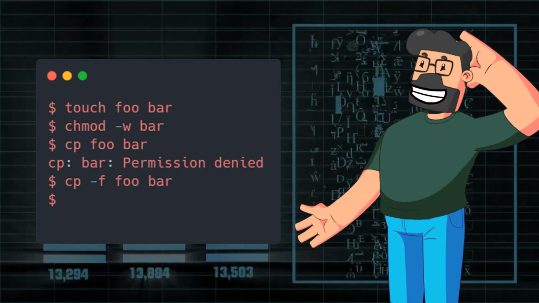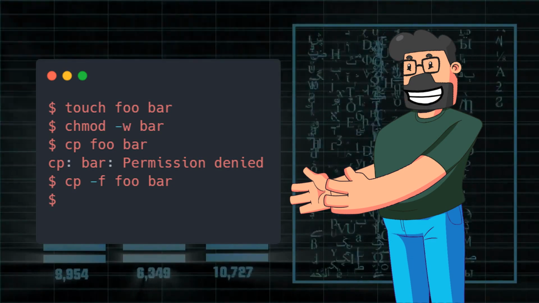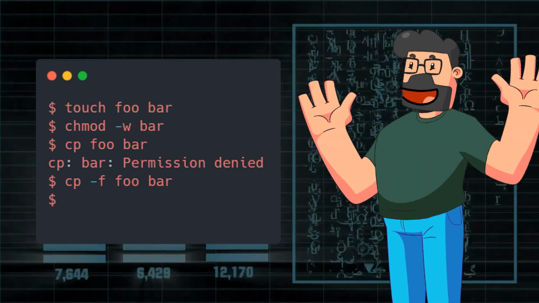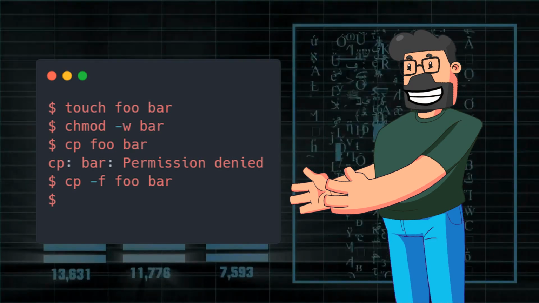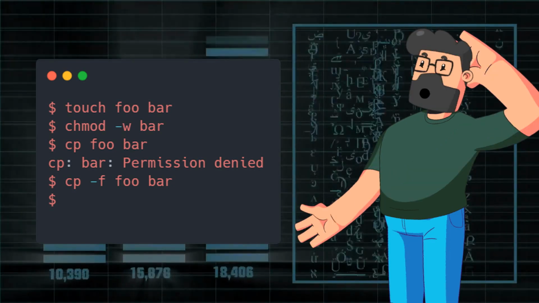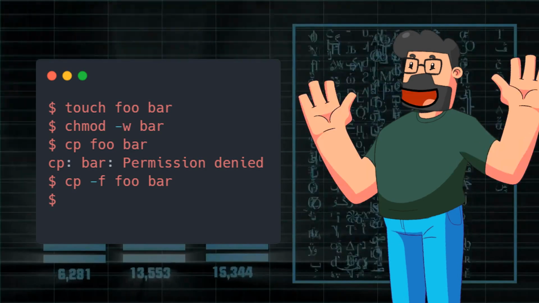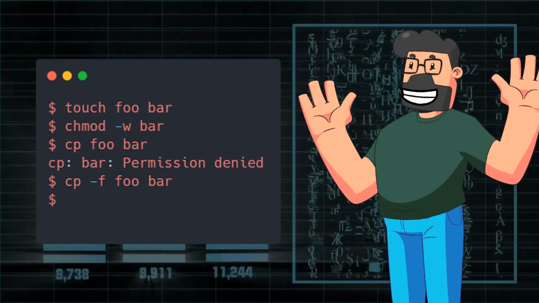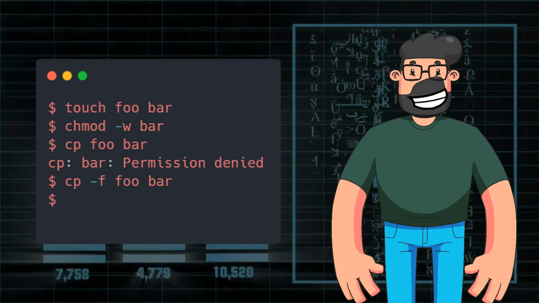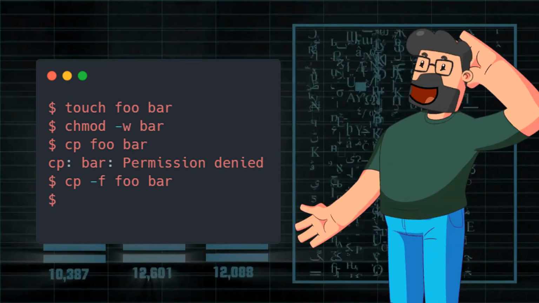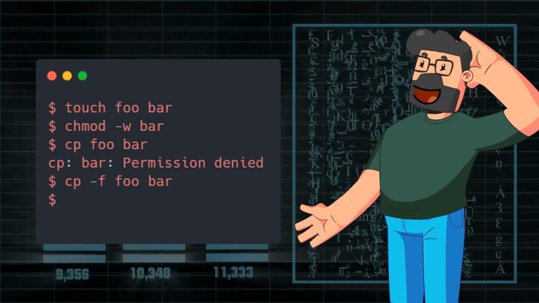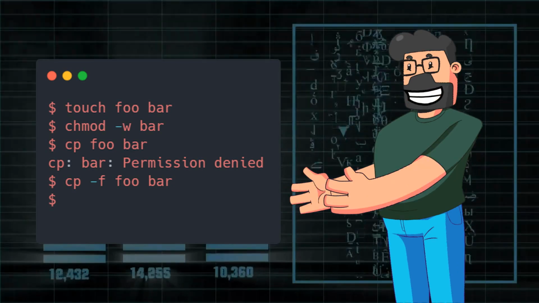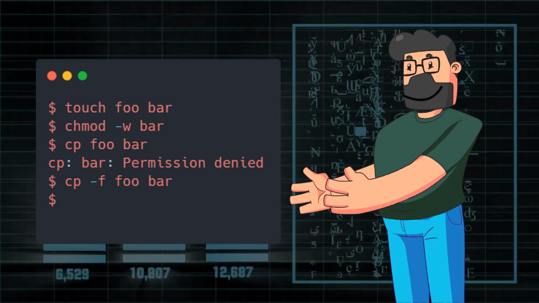Continuing with the solution, let's see how the -f flag works in action. Imagine you have two files, foo and bar, with bar set to read-only permission. When you attempt to copy foo to bar without the -f option, the process fails due to lack of write permissions. However, by including the -f flag, cp first removes the existing bar file, given that you have write access to the directory, and then successfully replaces it with the contents of foo.